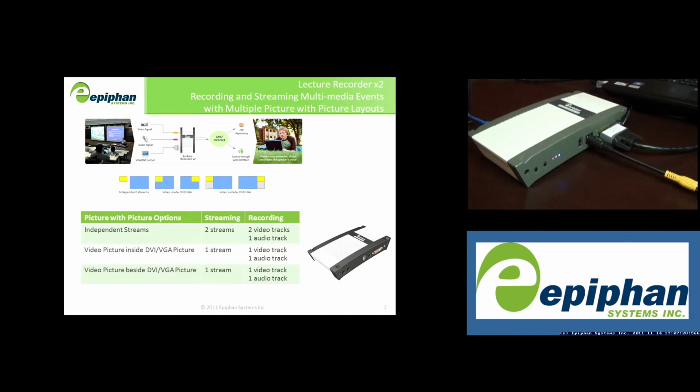Basically, in a lecture hall, meeting room, or conference center, you can have a multimedia event source, a video camera, a display of the presenter, and audio fed into the lecture recorder hardware. The lecture recorder hardware can then stream and record using different picture-in-picture formats. The picture-in-picture can be sent through independent streams, or picture inside picture, or picture beside picture. And this, as I mentioned earlier, is an example of picture inside picture in the top right hand corner.